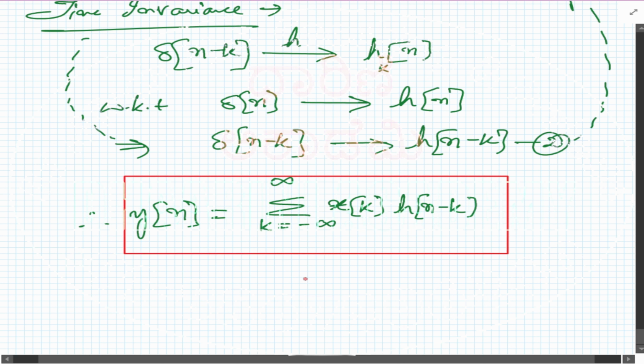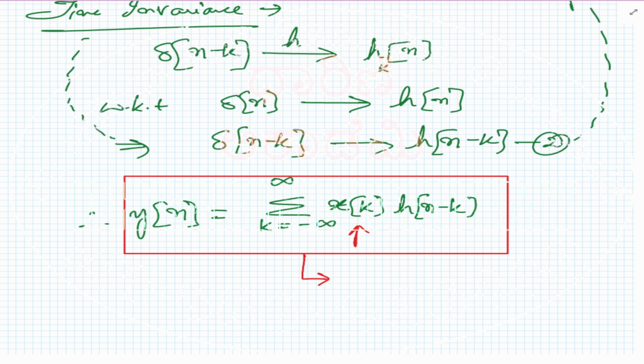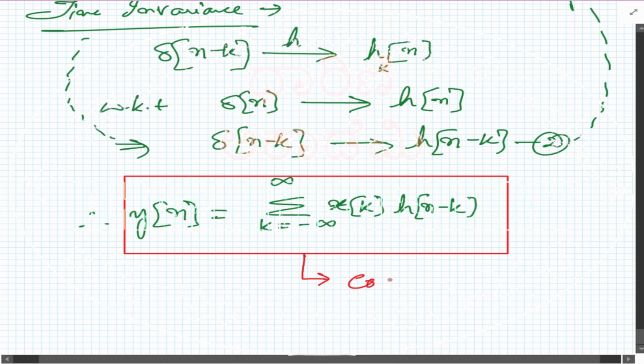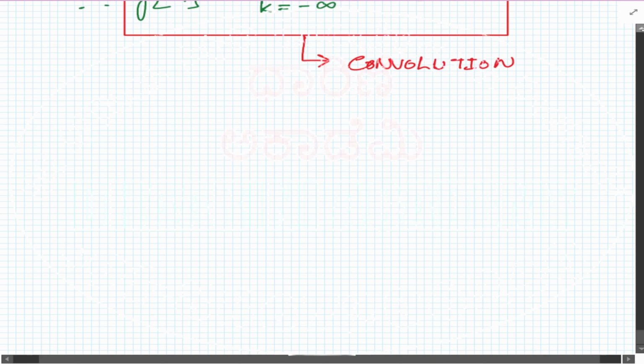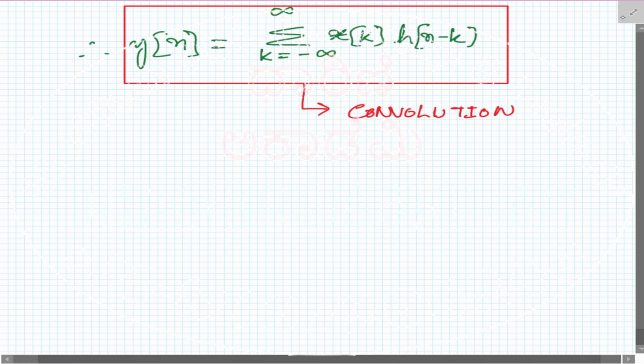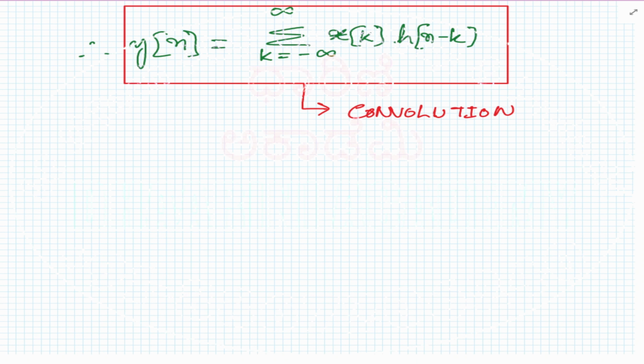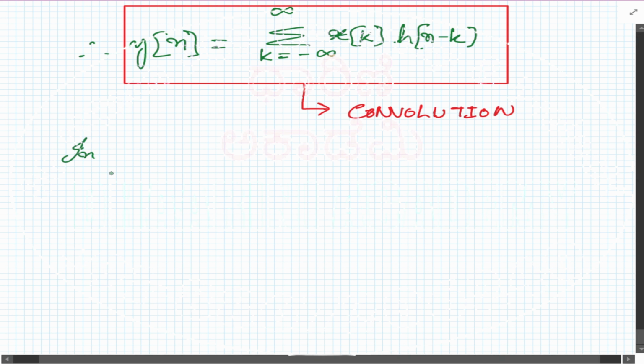So how do you calculate the output when input is known and the impulse response is known, right? You use this. This is called the equation for convolution. But in general, we use the concepts of systems to define the convolution process. Okay, but in general, you can convolve any two functions like x of n convolution y of n. This is possible, right? Any two signals.